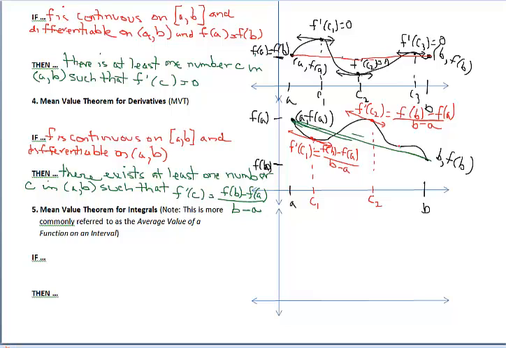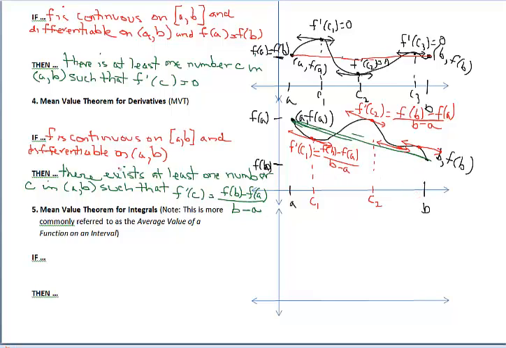It appears that maybe somewhere about right here, the tangent line to the graph is again parallel to the secant line, so I could call that c sub 3 and continue along the same way I did with these other two. And it appears that there might even be one more location at which the slope of the graph is the same as the slope of the secant line, so I could call that c sub 4, if you will.